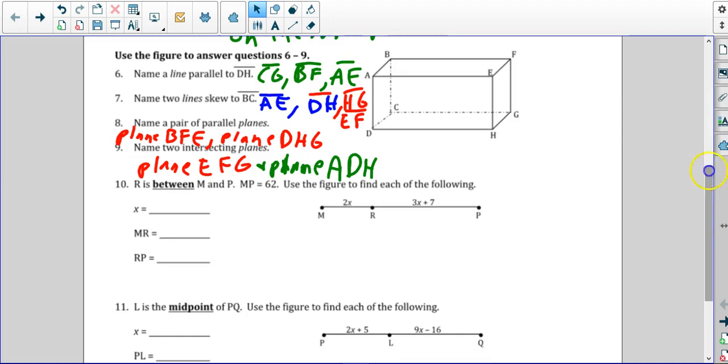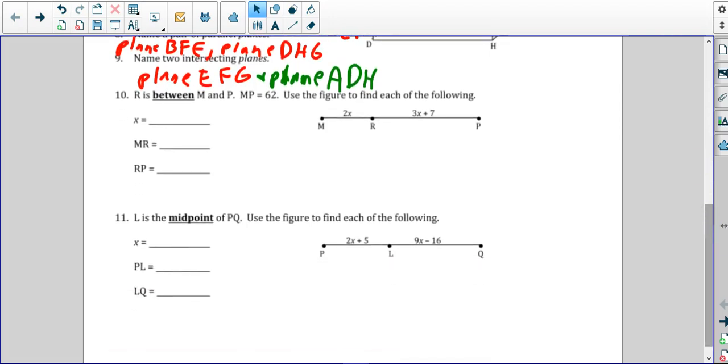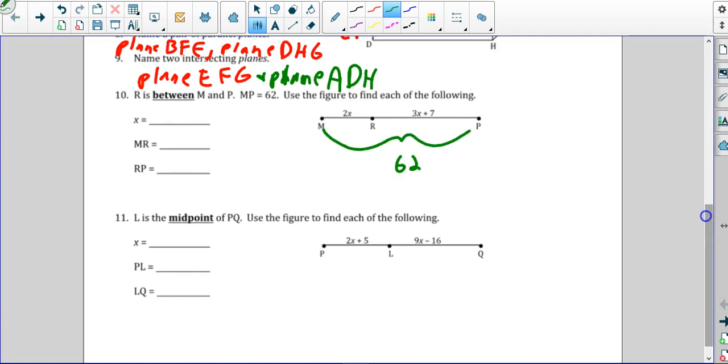Alright, number 10. R is between M and P. Well, that's clear. It says MP is 62. So it does help to write this on the figure. This piece plus this piece equals that piece. So we just write that out.